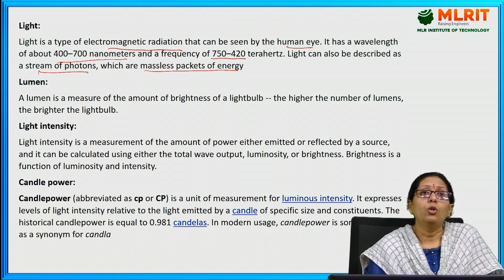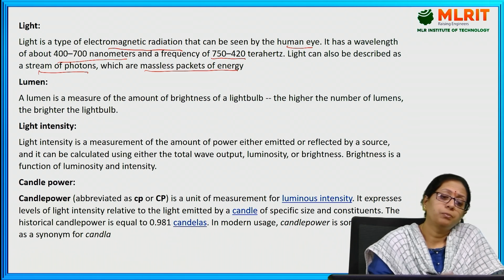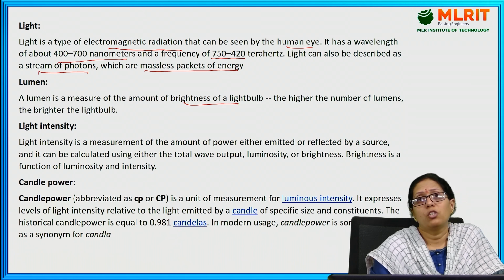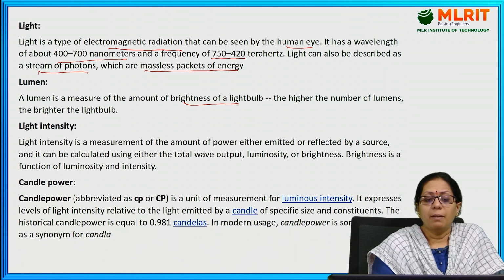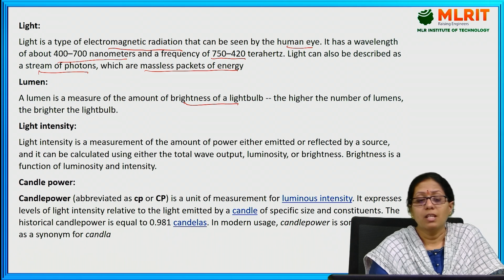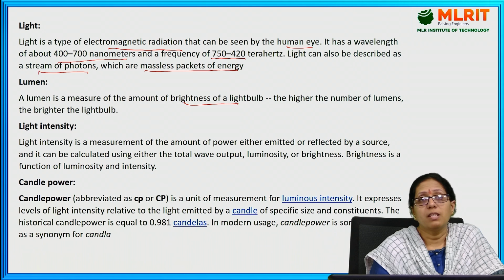Next one is lumen. Lumen is a measurement of the amount of brightness of a light bulb. A light bulb's brightness can be measured using lumens. The higher the number of lumens, the brighter the light bulb. So the brightness is measured in terms of lumens.